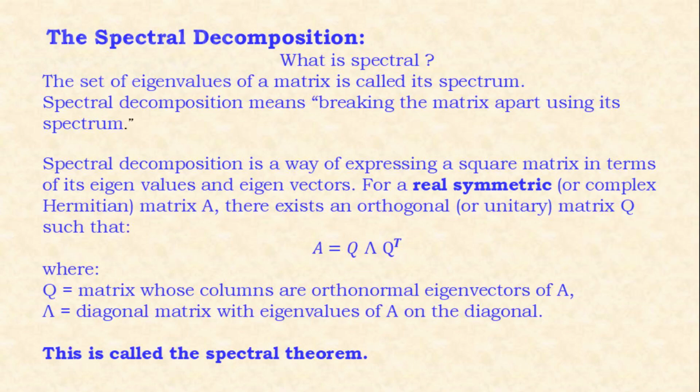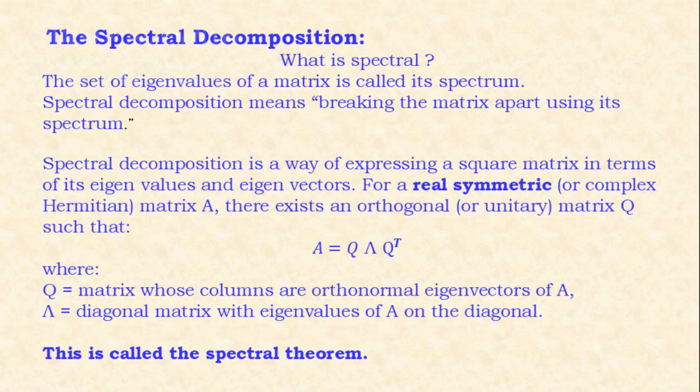Spectral decomposition. What is spectral? The set of eigenvalues of a matrix is referred to as its spectrum. Spectral decomposition means breaking the matrix apart using its spectrum. Spectral decomposition is a method of expressing a square matrix in terms of its eigenvalues and eigenvectors.